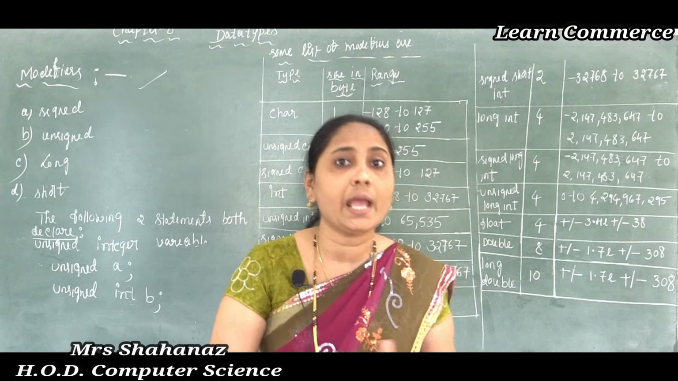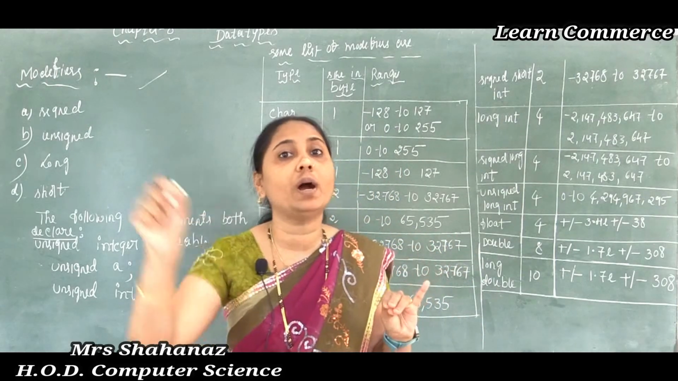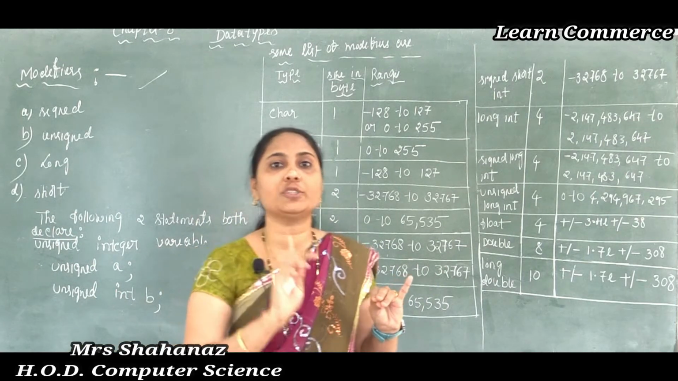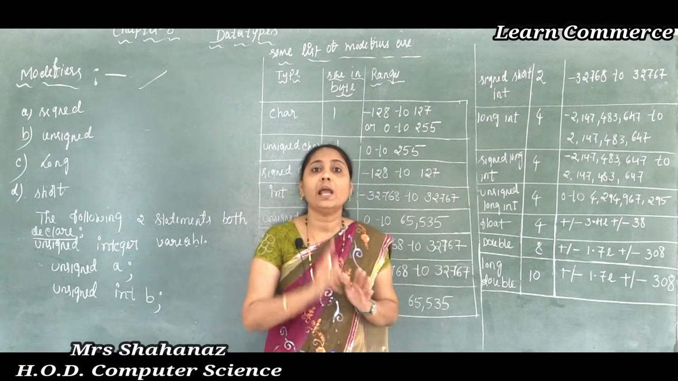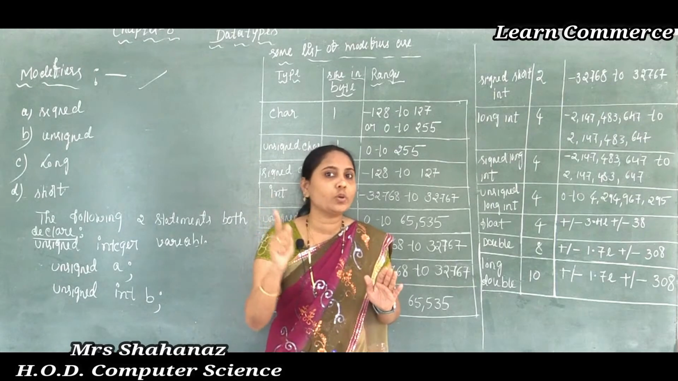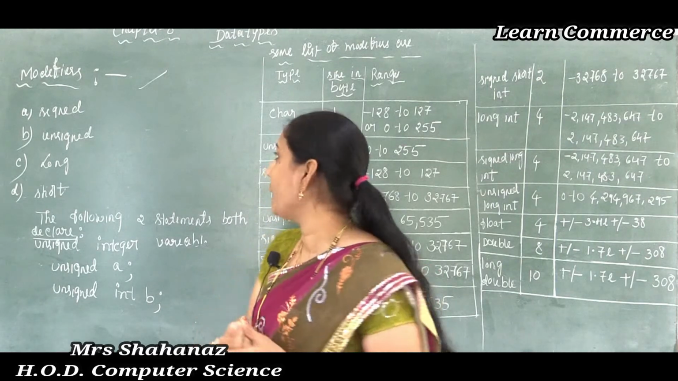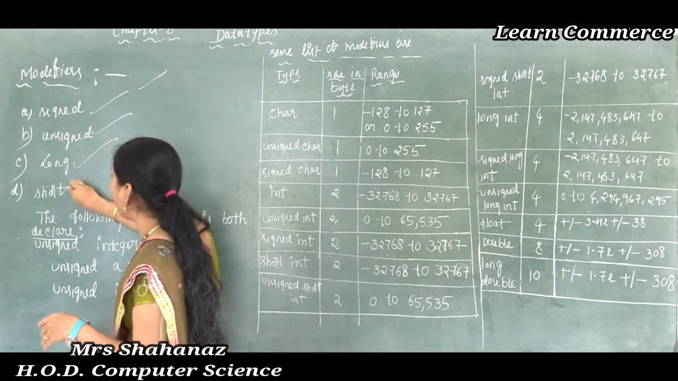Did everyone understand? Signed, unsigned, long and short can be applied to our integer data type, and signed and unsigned can be applied to our data type char here. And lastly, the long modifier is only applied to the double data type here. So as we know, the modifiers are signed, unsigned, long and short here.